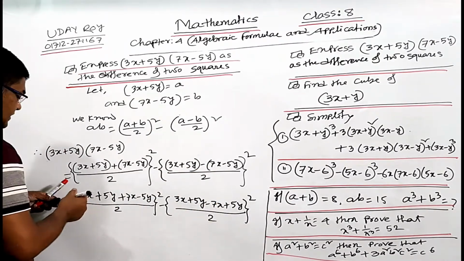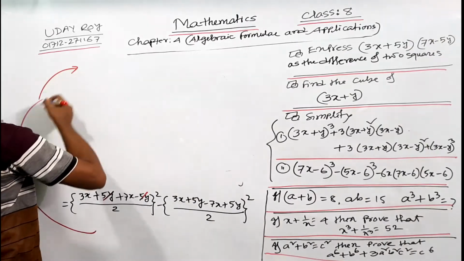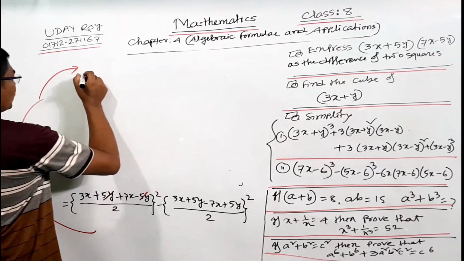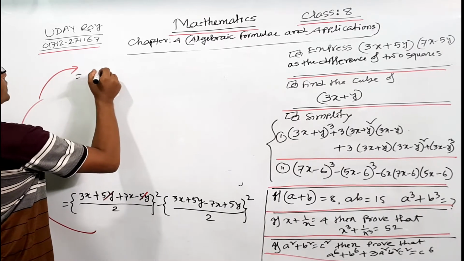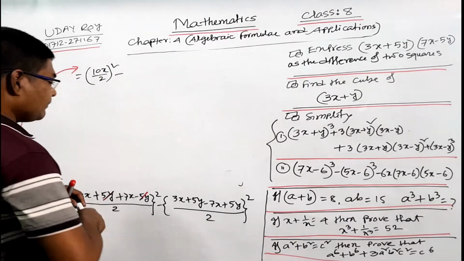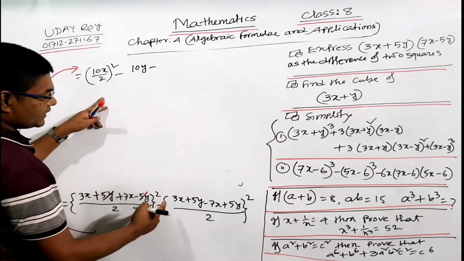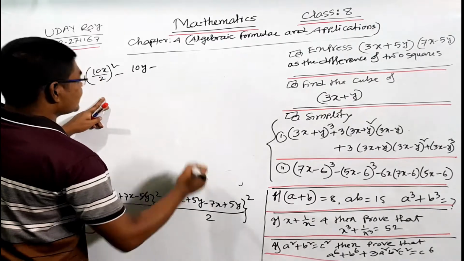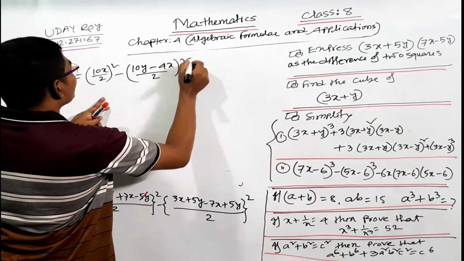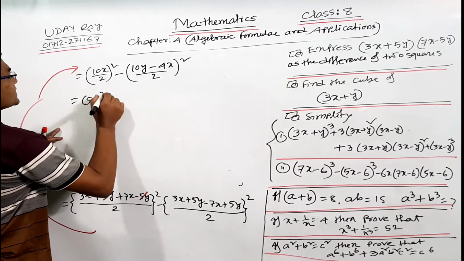Now you can see here is minus 5y plus 5y. We can see here is 3x plus 7x equal to 3 plus 7 equal to 10x divided by 2 whole square, minus here is 5y plus 5y equal to 10y. Here is 3x minus 7x, so we get 4x divided by 2 whole square. So 10 by 2 we get here is 5x whole square.